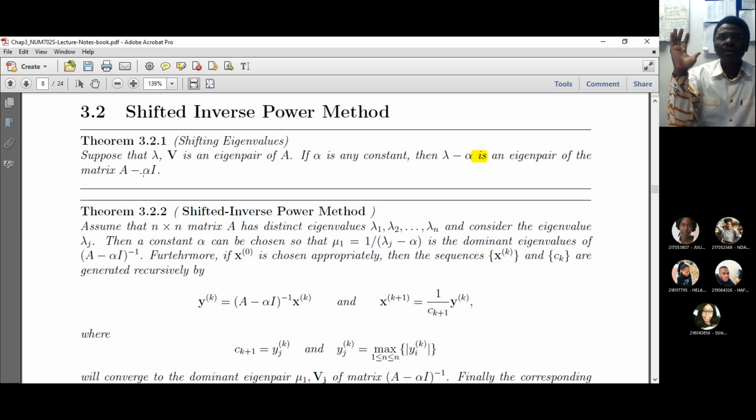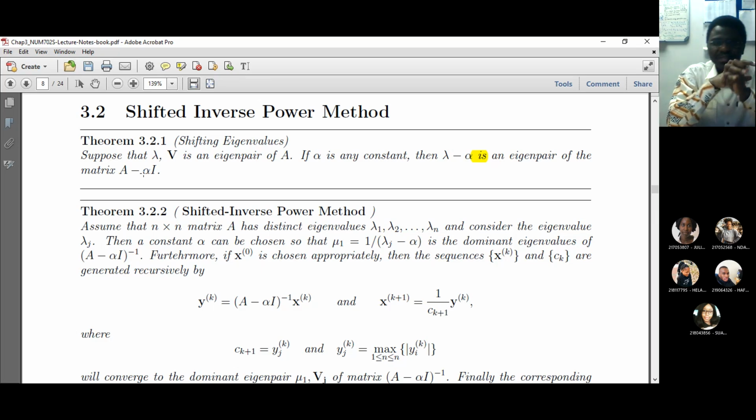Now, already the power method can allow us to get the extreme. Now, what about the intermediate values in between? Those eigenvalues in between, how can we use the power method to get those ones? That is the idea. Is it possible to use the power method and try to approximate the in-between eigenvalues, the intermediate? Yes, it is possible to do that.